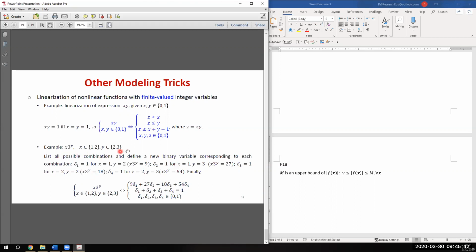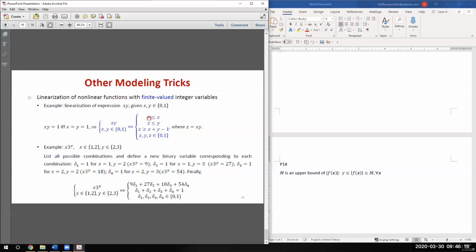And again, this method works only for the cases that the solution space or the feasible region of all these variables are small. Suppose, for example, your x has 100 choices, and your y also has, let's say, 100 choices, then the combination will give you how many choices? Will give you 10,000 choices. Nobody's going to use this method, okay? Any questions about the tricks here?